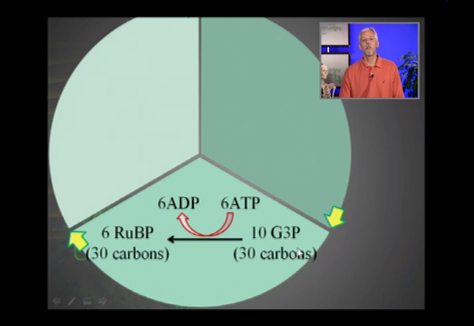So in the regeneration of ribulose bisphosphates, the 10 glyceraldehyde 3-phosphates, through a series of enzymatic reactions, will be reassembled to form 6 ribulose bisphosphates, each a 5 carbon sugar. So we're going to start with 30 carbons, we're going to end up with 30 carbons, but they're just going to be in a different format, and that also requires 6 ATPs to carry out that series of steps.